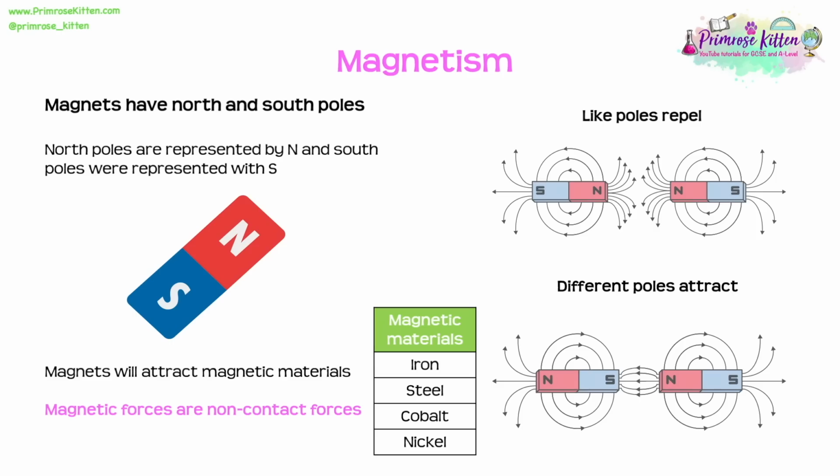This topic starts nice and simple. We remind ourselves that magnets have north and south poles. North poles get represented by an N and south poles represented with an S. We should know that magnets will attract magnetic materials such as iron, steel, cobalt and nickel. We should know that like poles will repel and different poles attract. And of course, don't forget that magnetic forces are examples of non-contact forces.